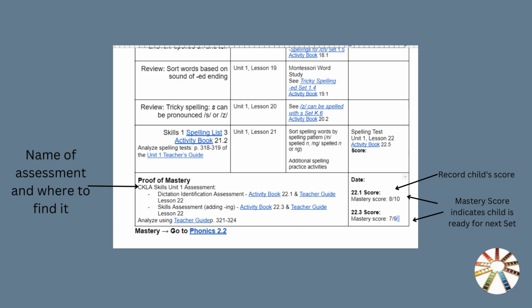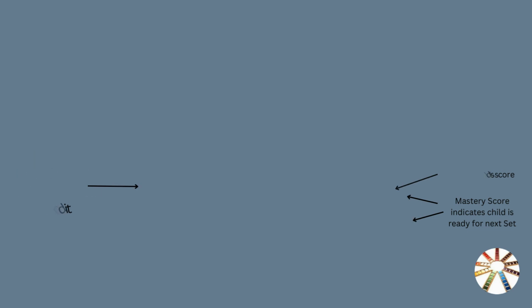For example, in this proof of mastery section from Phonics Set 2.1, there are two parts of the assessment, and children must get 8 out of 10 correct on the first part and 7 out of 9 correct on the second part. There is also a note about where to go next if the child demonstrates mastery. If the child does not show mastery on the assessment, they simply continue practicing the skills within that phonics set and take the assessment again when they have solid command of the material.